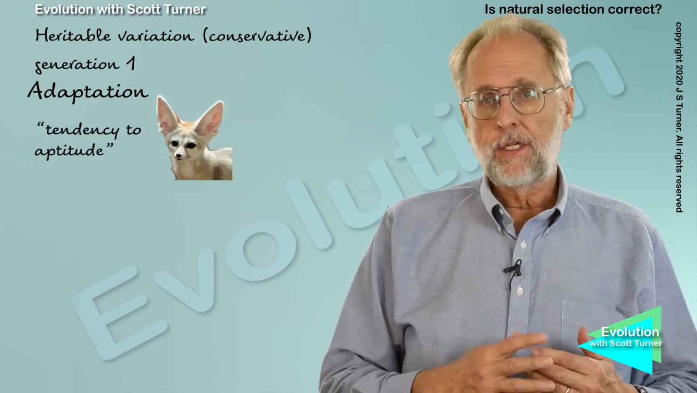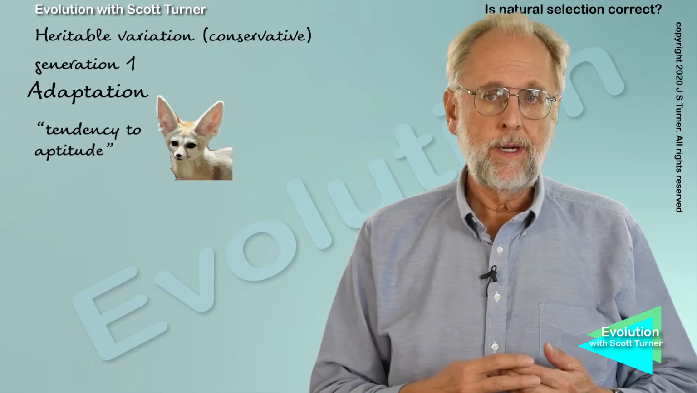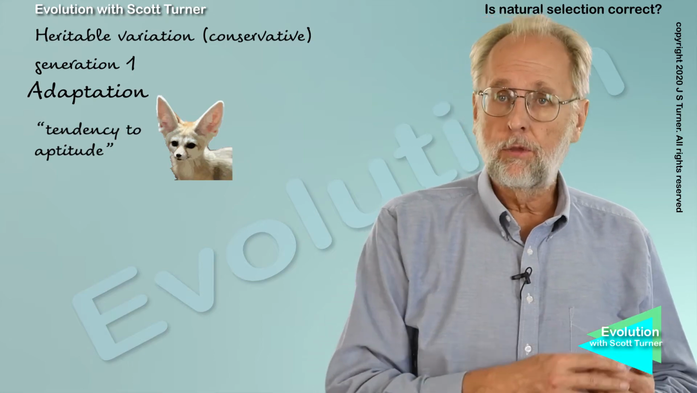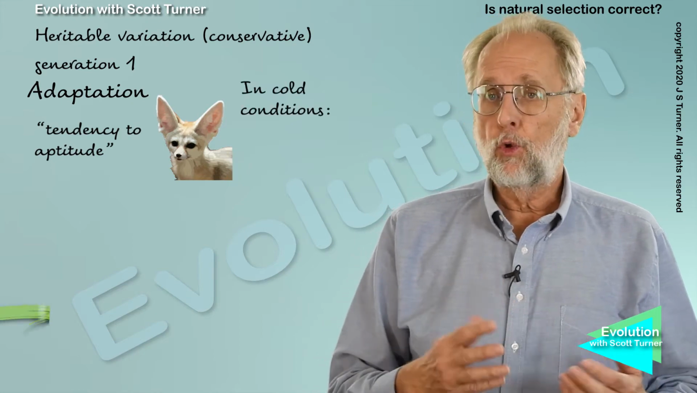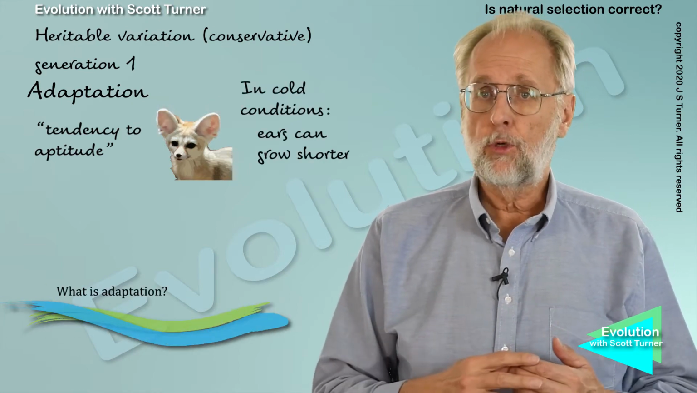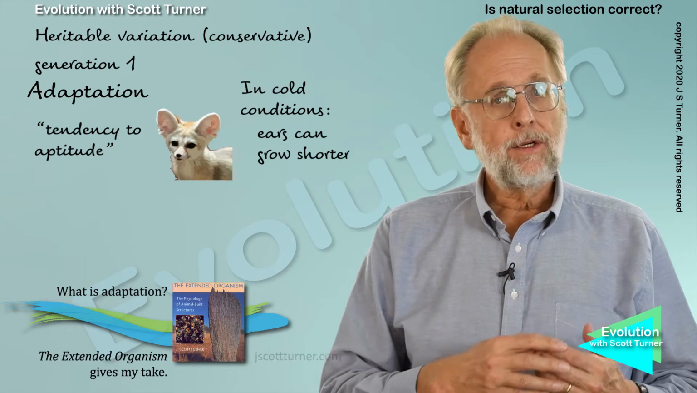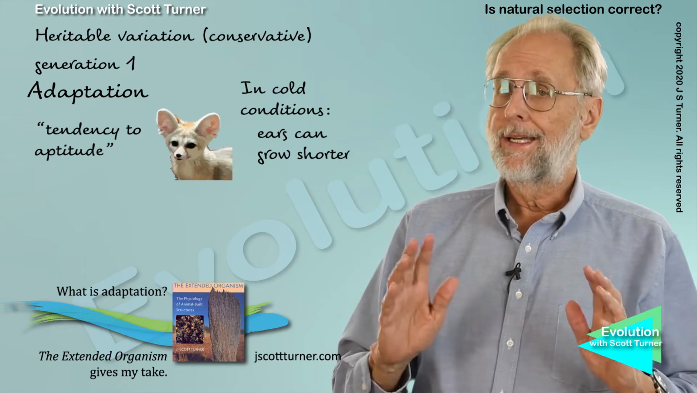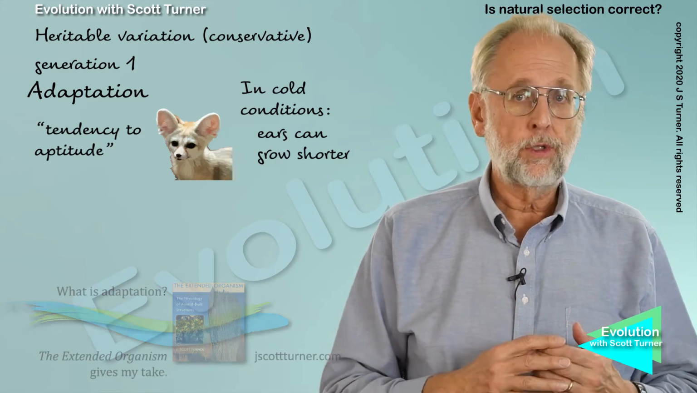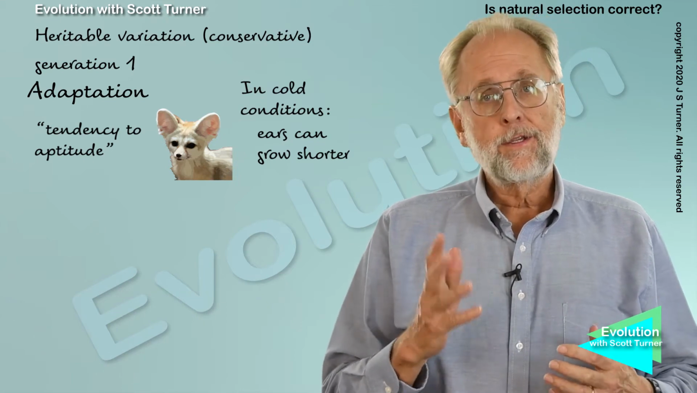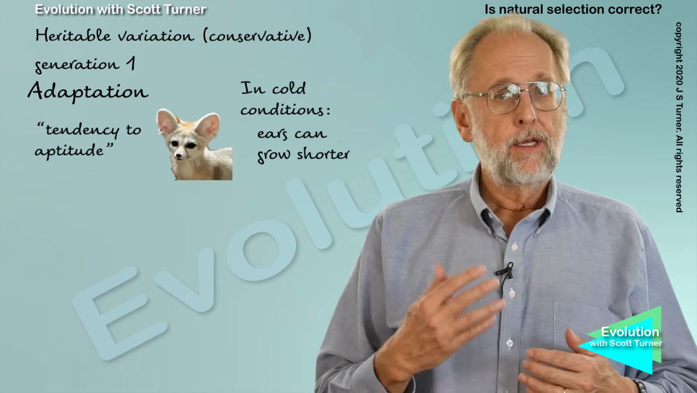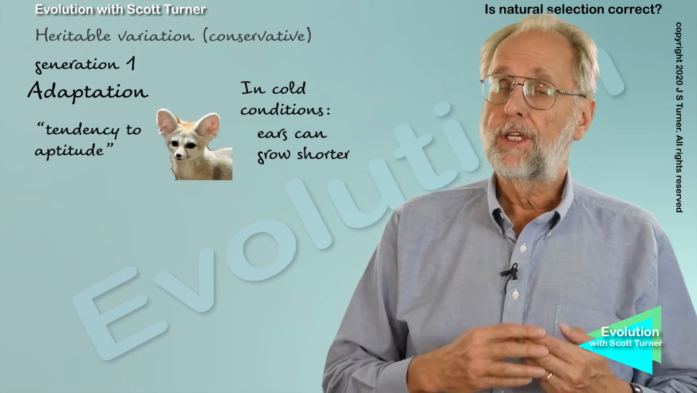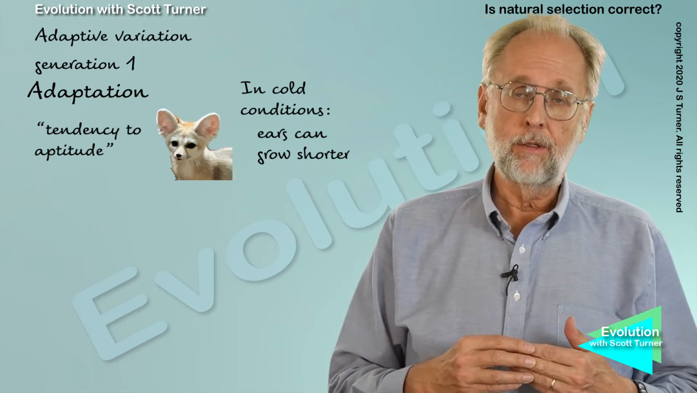The length of a fennec's ears is partly inherited from the parents, but ears also grow and can change length. If, say, the fennec grows up in cold conditions, its ears can grow shorter. In other words, the ear length of fennecs can adapt, tend towards aptitude for colder conditions. This ability to adjust to prevailing circumstances is adaptation. The variation of form that results is known as adaptive variation.